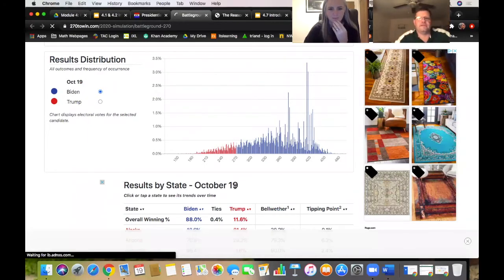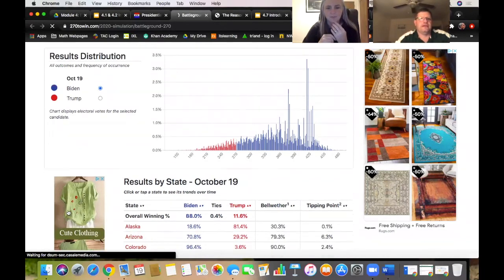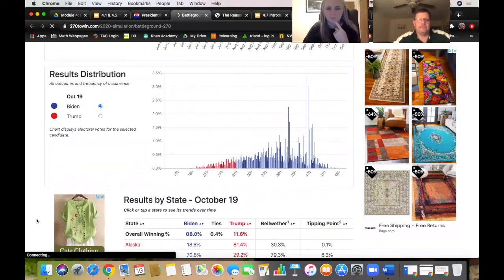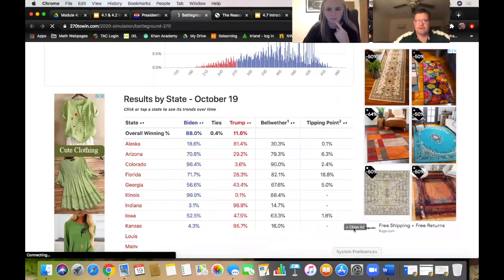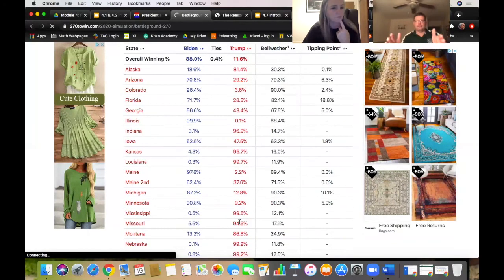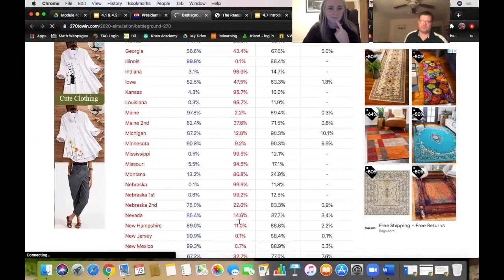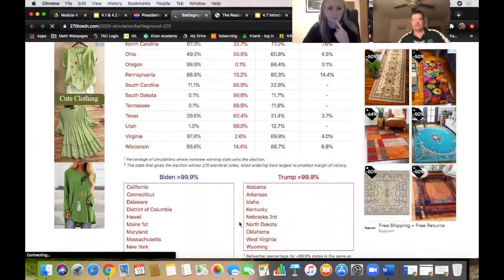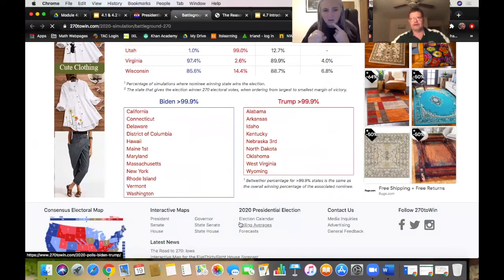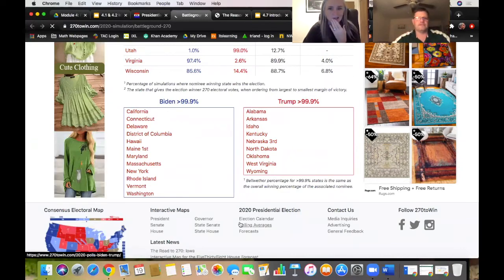So there's the distribution of how many times, and each of those is how many electoral votes, I think. But it looks like Biden won 88% of their trials, of their simulation. Now, that doesn't mean that Biden is going to be your next president. It just means that it's looking like that on October 19th. We still have 15 more days till the election.